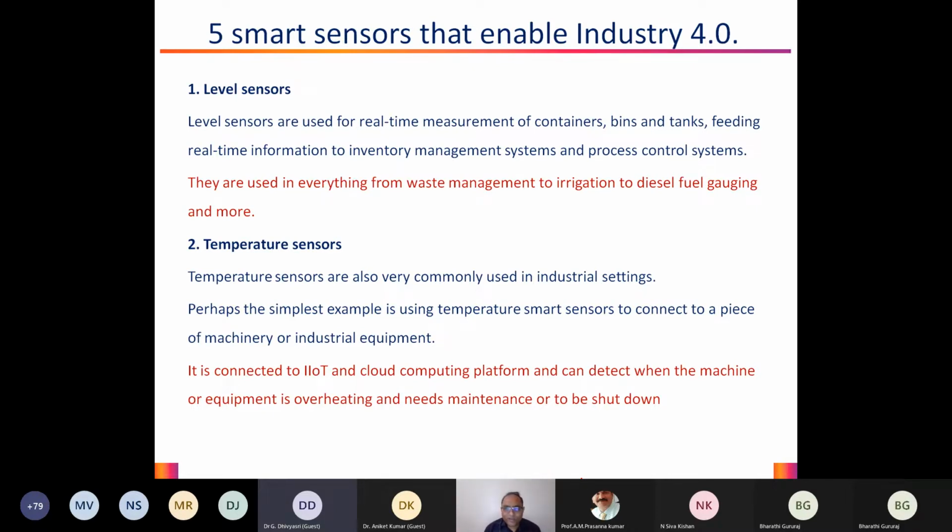Now, with Industry 4.0, even that has to be automatically taken care of by the machinery itself, without the information being sent to a supervisor and then involved in a corrective action, right? It is connected to all the IoT and cloud computing platforms so that it can detect when the machine or equipment is overheating and needs some maintenance or a shutdown. This kind of information can always be gathered with temperature sensors, right?